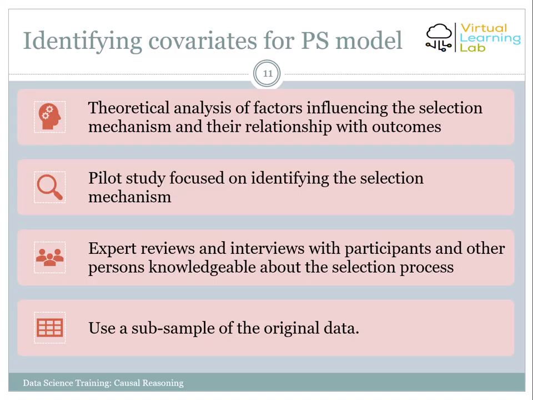These are strategies usually employed to identify covariates that need to be included. Look at theoretical analysis for which factors influence adoption of treatment or selection into treatment. Sometimes it's possible to do pilot studies, expert reviews, interviews with individuals that understand the reasons why participants sign up for the treatment or participants are placed in the treatment. And you can do exploratory analysis also with a subsample of data.